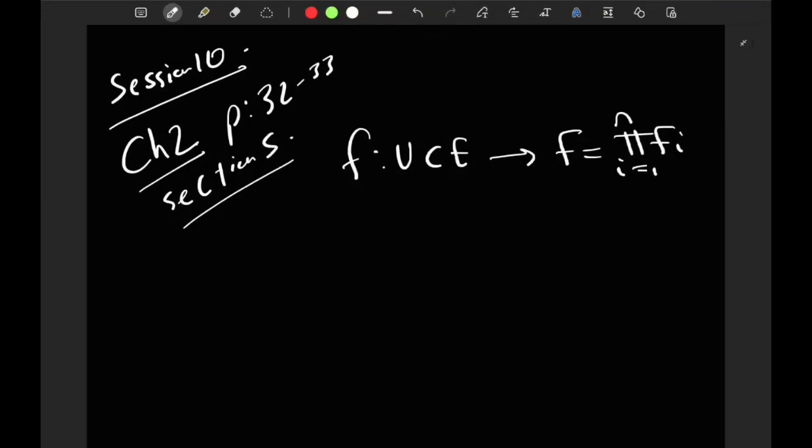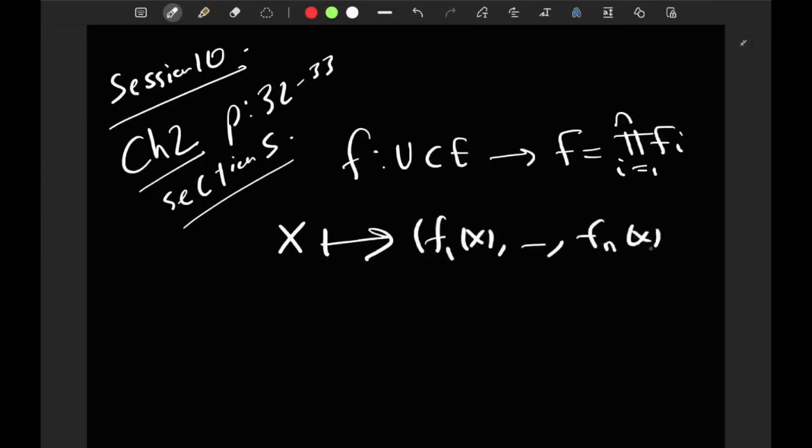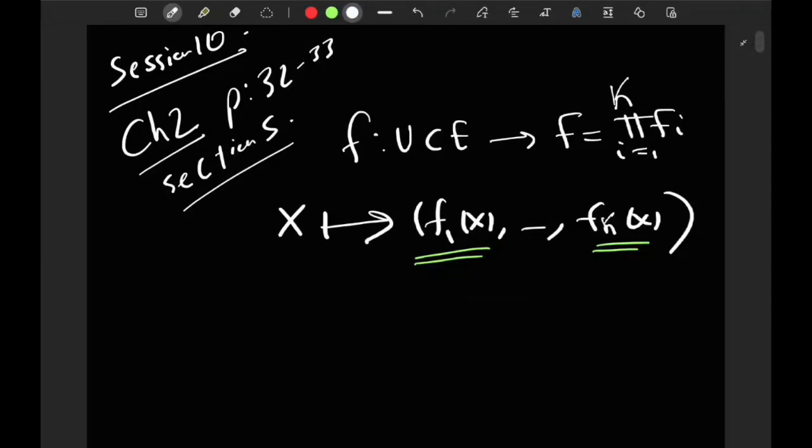So this function actually looks like this. x is getting mapped to, in the product, f1 of x up to fn of x. Last time I was denoting this by k, it does not matter much. So f1 of x up to fk of x. These were the components I was talking about when I was talking about the projection maps. I remind you in a bit about the projection maps, but basically the projection of the map f on the ith coordinate is just this mapping fi.